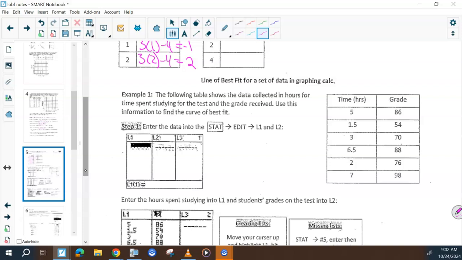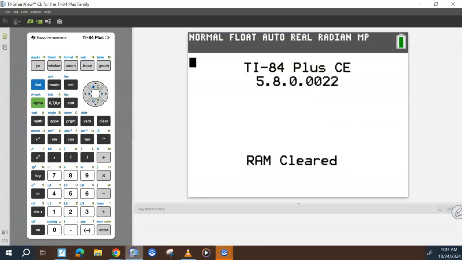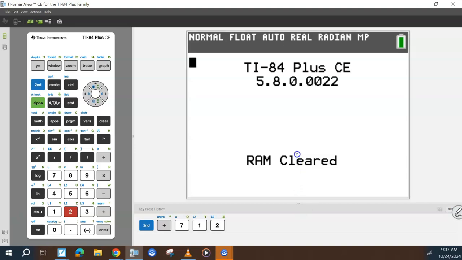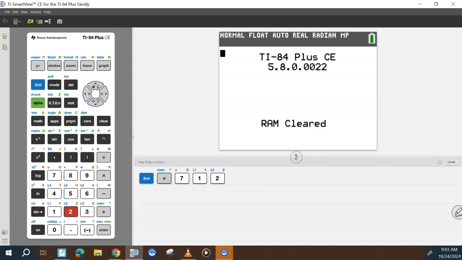Now, when we did scatter plots before, we were just plotting a bunch of data, looking at the correlations, their relationship, talking about it. Now we're going to find an equation that best fits the data. So this would be a line that goes through the majority of the data, or that the data is surrounded around. So before we do anything, we're going to reset our calculators. Second plus 7, 1, 2. Your notes have all of the instructions for what we're about to do. So if you get lost, make sure you pay attention to those.